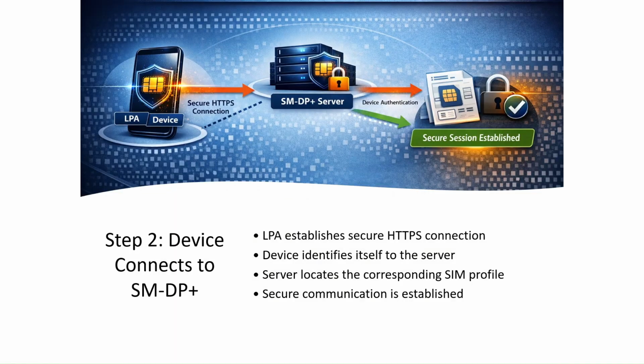Step 2. Device contacts the SM-DP+ server. Next, the Local Profile Assistant establishes a secure HTTPS connection to the SM-DP+ server. At this stage, the device identifies itself and requests the SIM profile associated with the activation code. The communication between the device and the server is strongly secured because SIM credentials are extremely sensitive.